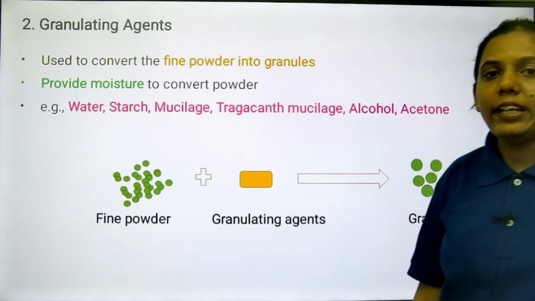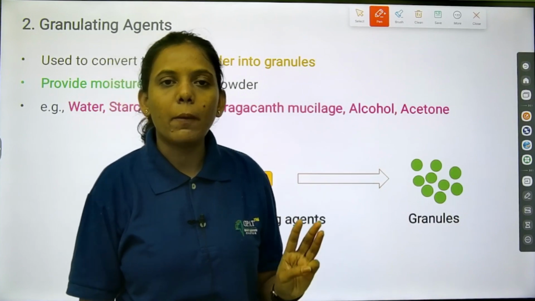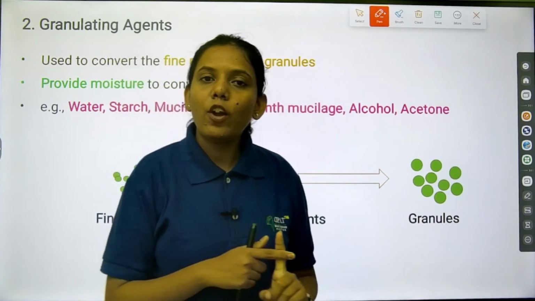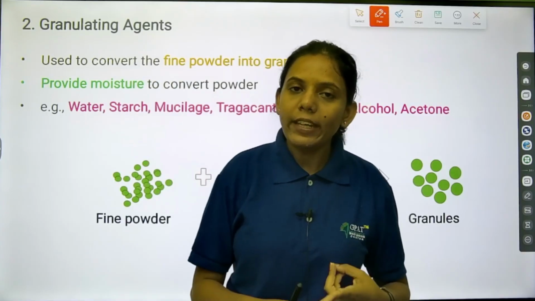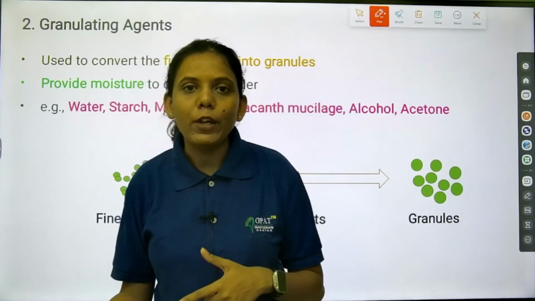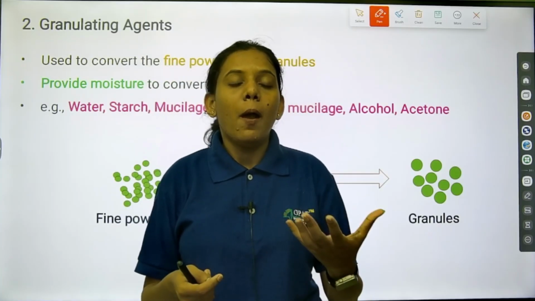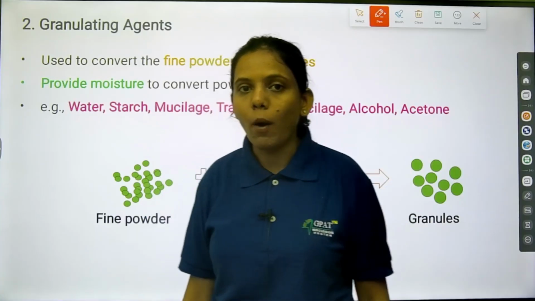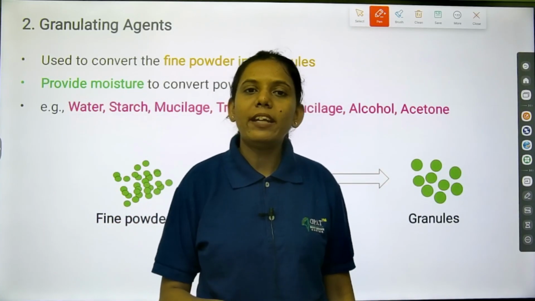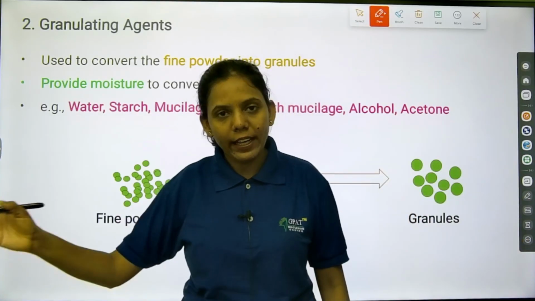Next is granulating agent. There are three methods which we will discuss in the upcoming classes. The very first is direct compression, next is wet granulation, and dry granulation. Whenever you are going for a granulation process, you need a certain kind of granulating agent that will make sure the granules are formed. And this is specifically for wet granulation, because in dry granulation you are using double compression and not any kind of material.